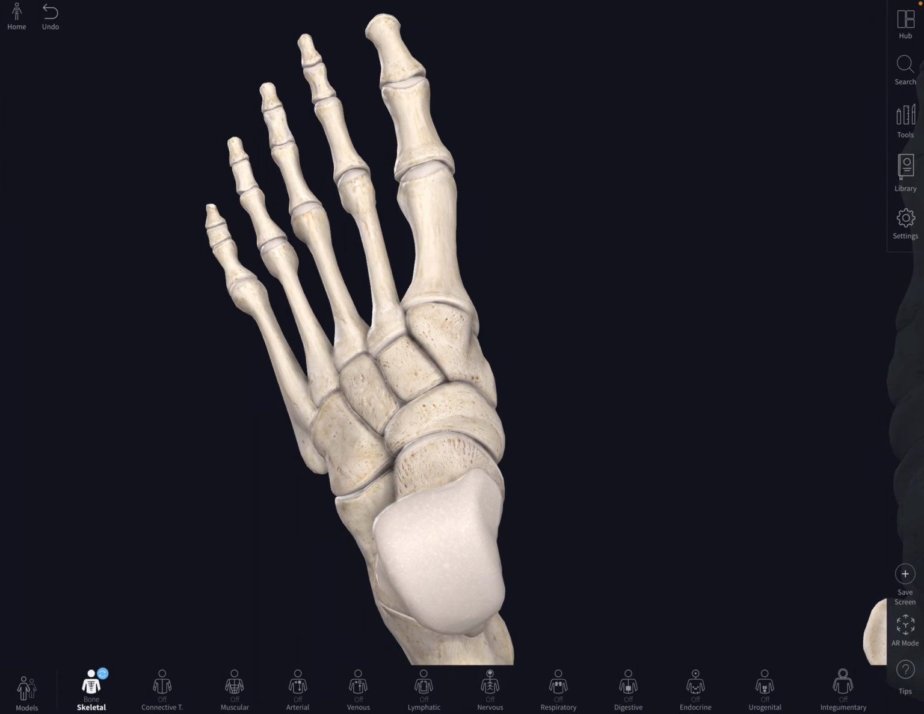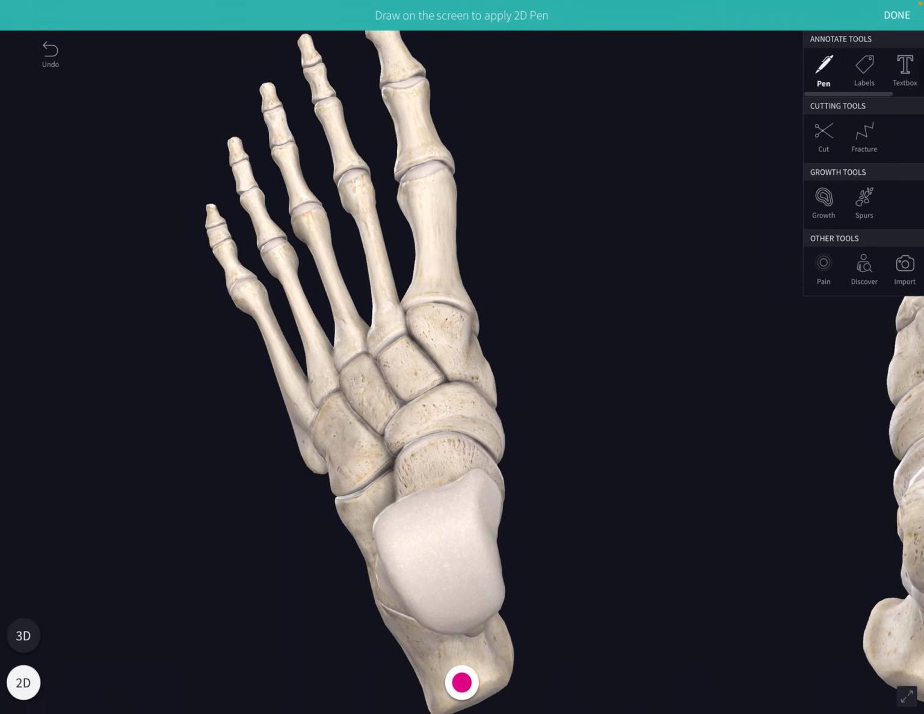Okay, so let's have a look at the navicular now. So if I just pick up my tools so I can start drawing. So we know that this is the talus, this is the calcaneum, and here we have the navicular. Okay, so the navicular on the medial aspect of the talus, of the tarsus, sorry.